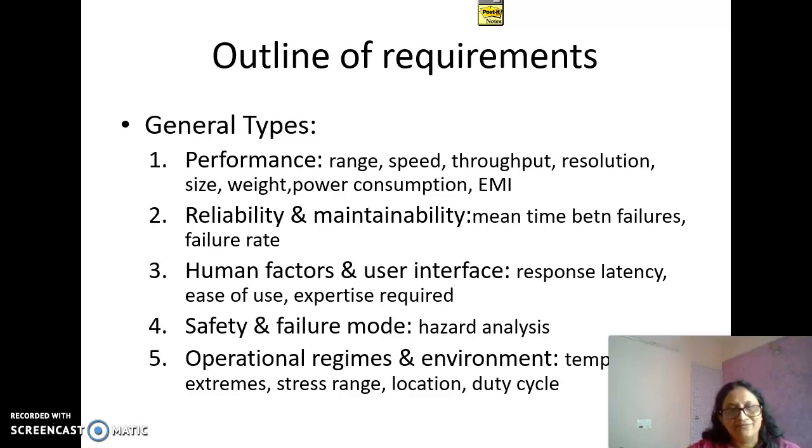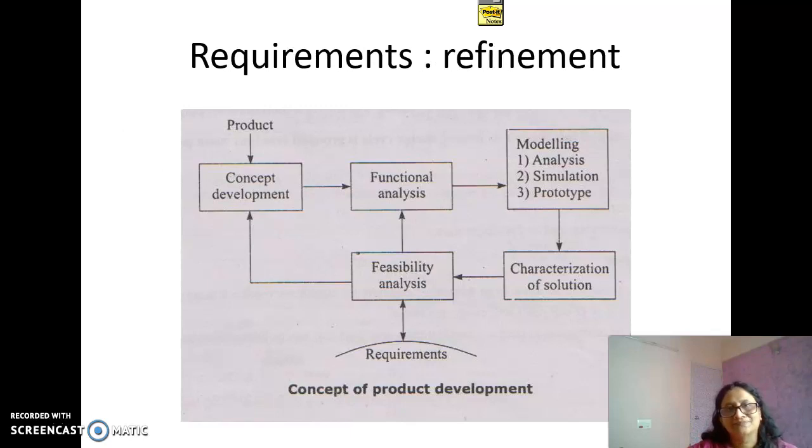Operational regime and environmental aspects are important. Any product must be tested for all environmental conditions, extreme conditions, and we should find out the performance of the product under all these conditions. So this is about the general requirements of the product.